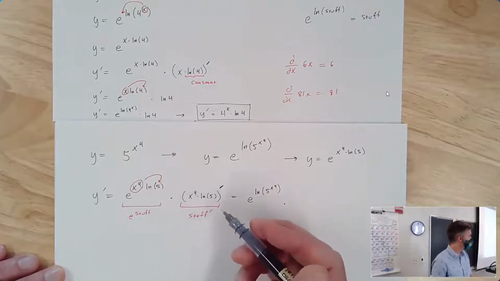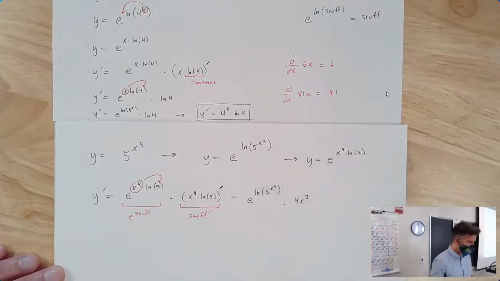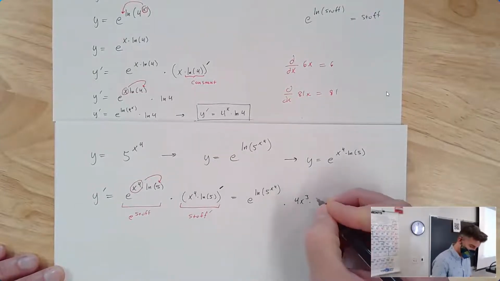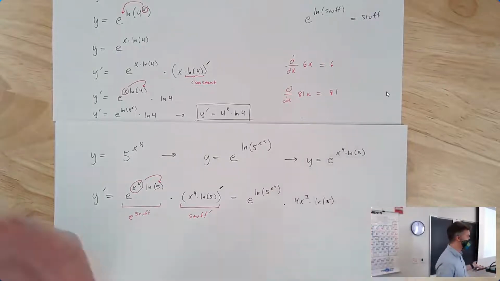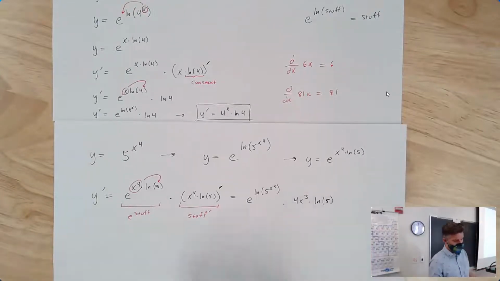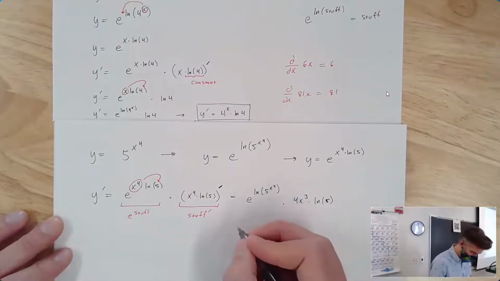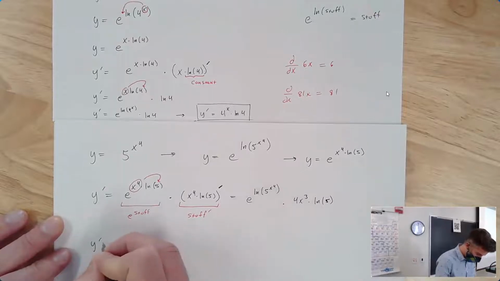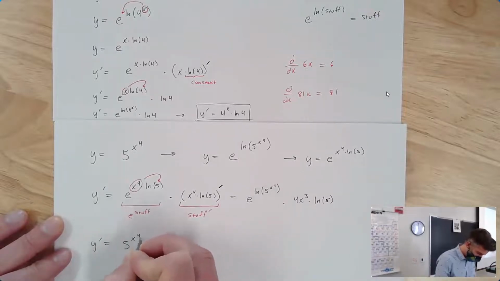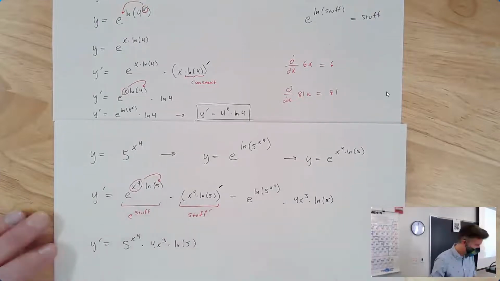Well, what's the derivative of x to the 4th? And what's the constant do? Right. The phrase I've come up with is the constant hangs out. So constant multiples hang out. They don't go away. They don't change. And there's our derivative. Oh, but we want to do one more thing. We want to rewrite e to the natural log of 5 to the x to the 4th as just 5 to the x to the 4th times 4x cubed times the natural log of 5.